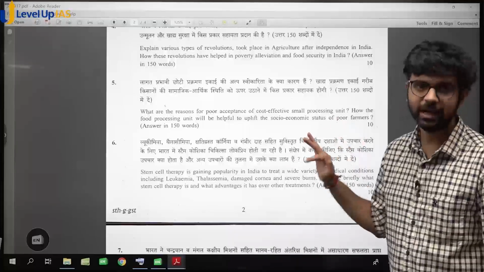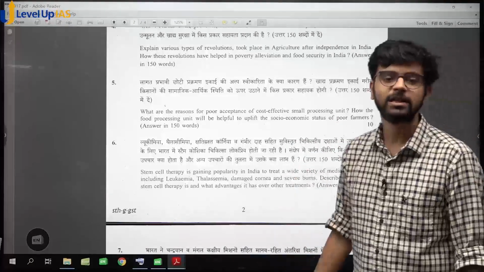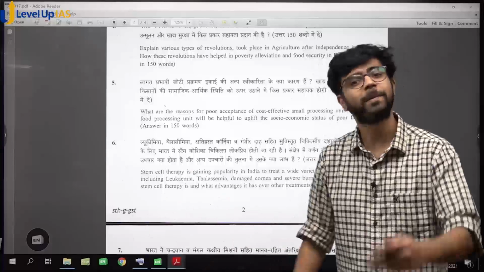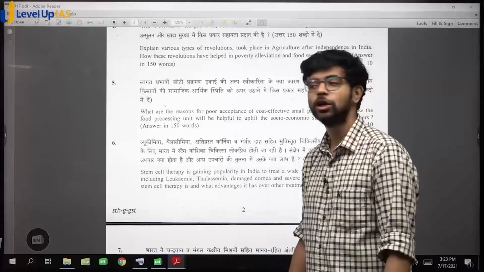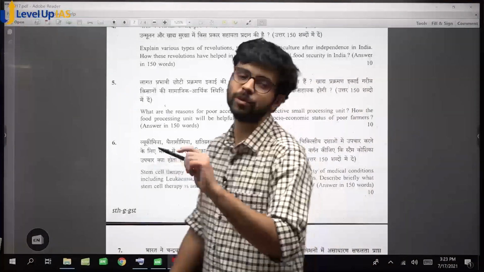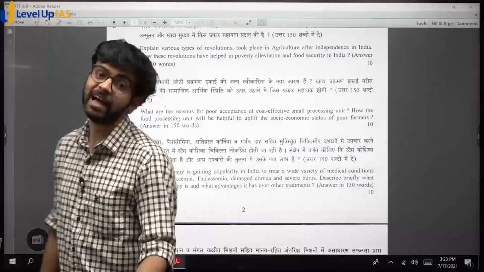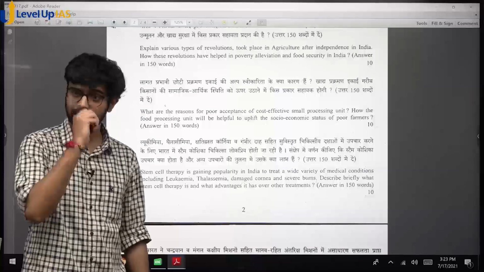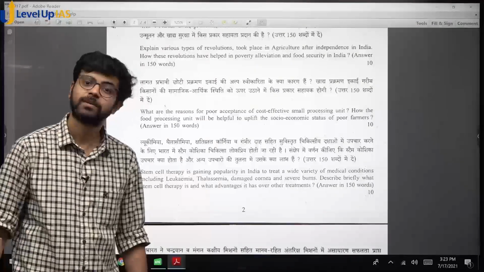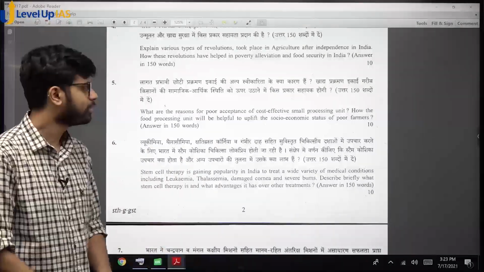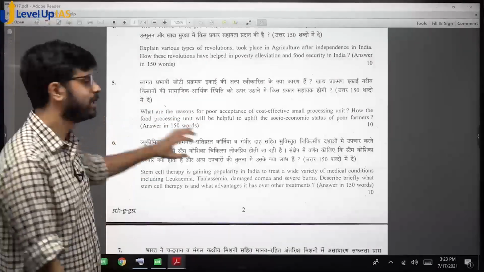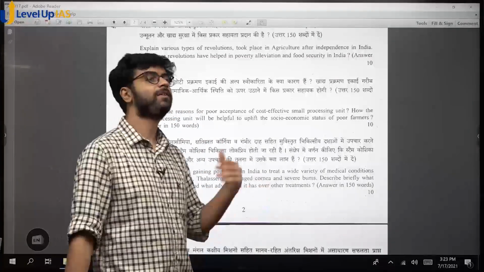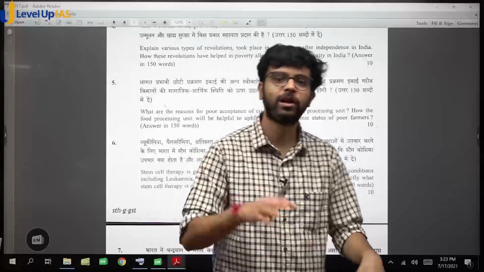By asking this question indirectly, UPSC has told us to separate small and big. So prepare separately. Now small and big. Tomorrow it can ask issues about big processing units also. They have tax issues, red tape, they can't import. They have different issues, small have different issues. See, before we saw this question, we didn't think about division of food processing industries into small and big.